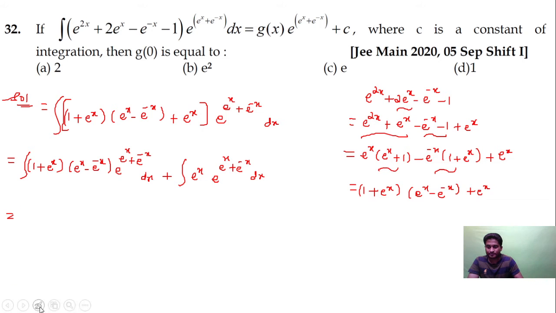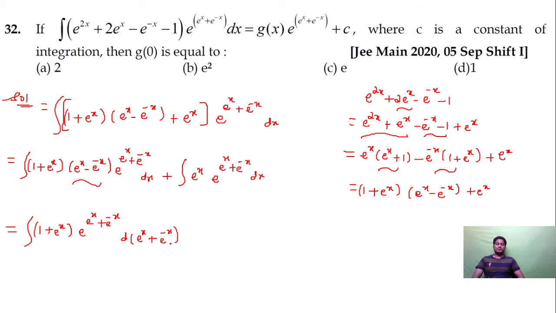Okay, now what I'll do is, this can be written as e power x, 1 plus e power x. Just note this step now. E power x, e power x plus e to the power of minus x. This fellow can be written as d of e power x plus e power minus x. D of e power x plus e power minus x will be e power x minus e power minus x. Plus this I'll keep as it is. This will be equal to e power x, e power x plus e power minus x, and then dx.